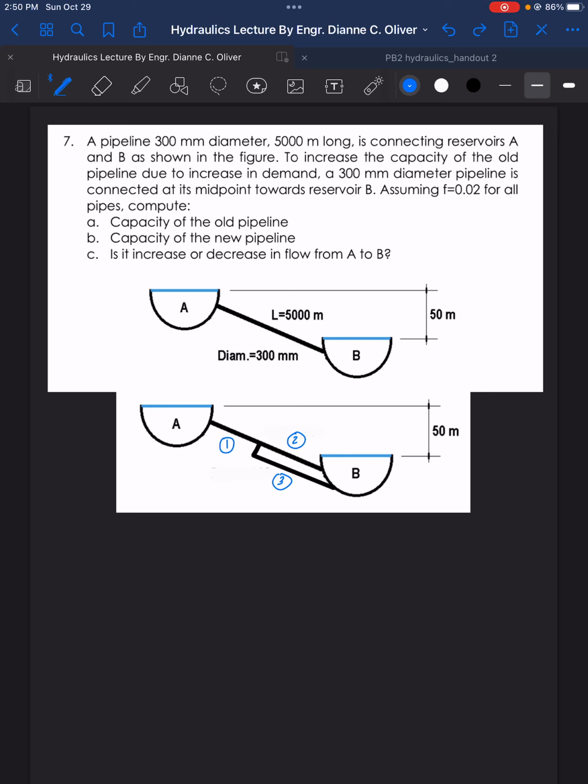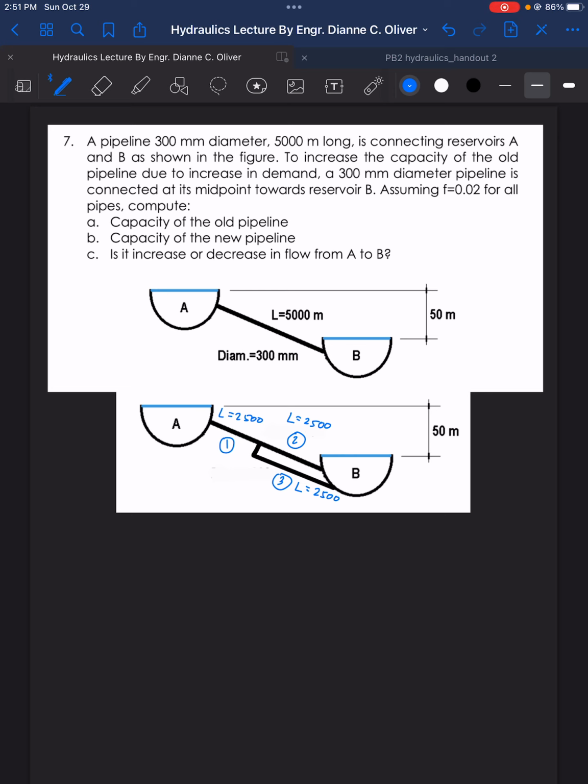So since the new pipeline is from the midpoint towards the reservoir B, that means the length of this pipeline 3 is half of the total. So that is 2,500. Same is true with pipeline 2. It's from the middle, so L is equal to 2,500 as well. And our pipeline 1 is 2,500 meters as well.